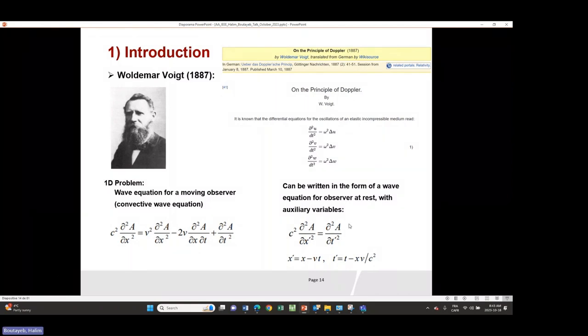Yeah, thank you, Vinash. So he wanted to write this wave equation for the moving observer in the form of a wave equation where the observer is not moving. In order to do that, he has to do this change of variables. So this wave equation you see here with the moving observer is the same as this set of equations.